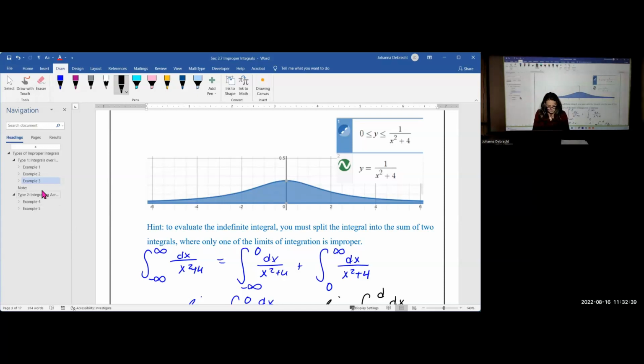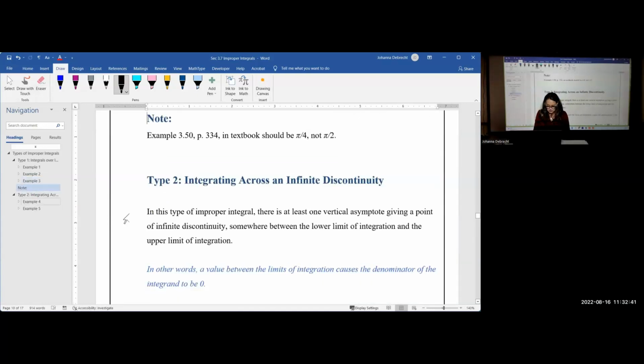Let's make note of one thing before we proceed any further. For students who are in my particular class, there's an error in the textbook. So note that this is here. This is for the OpenStax textbook, volume 2. I believe the page number is 334. Should be pi over 4, not pi over 2. So be careful about that.